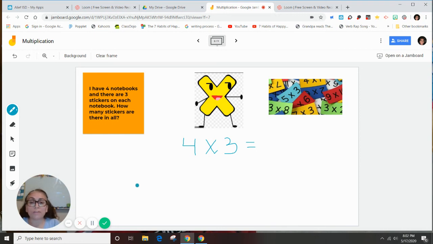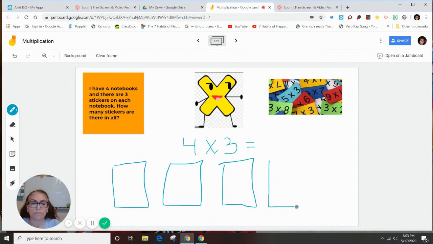So if I wanted to make a picture, which sometimes helps you if you really want a visual of what you're doing, it says 4 notebooks. So I'm just going to put really fast 1, 2, 3, and 4. It's really hard to draw with the mouse. 4 notebooks. And then how many stickers on each notebook? 3. So I have 1 sticker, 2 stickers, 3 stickers. I'm just going to put tally marks. That will be easier for you to count and make it faster. 1, 2, 3 stickers. 1, 2, and 3 stickers.